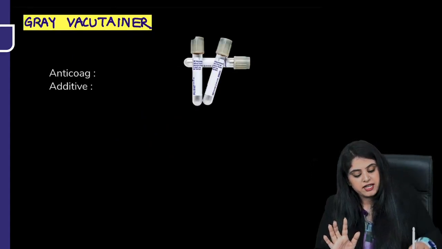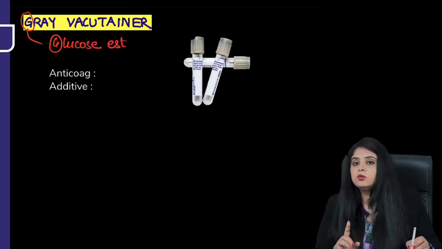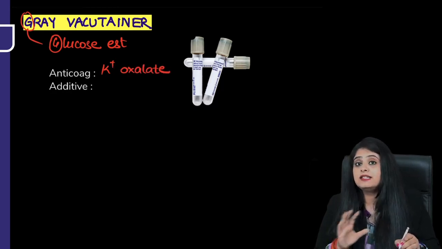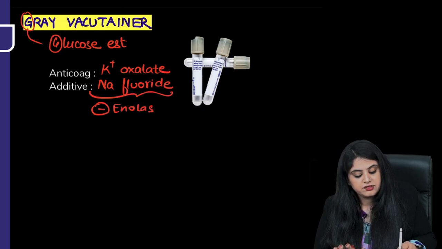Whenever you have the gray vacutainer, what are you going to use it for? All the glucose estimations. So what are the two things? Firstly, it has potassium oxalate. Potassium oxalate is the anticoagulant. It will not let the blood clot. Whereas sodium fluoride is going to be the additive. Sodium fluoride inhibits an enzyme. That enzyme is known as enolase.